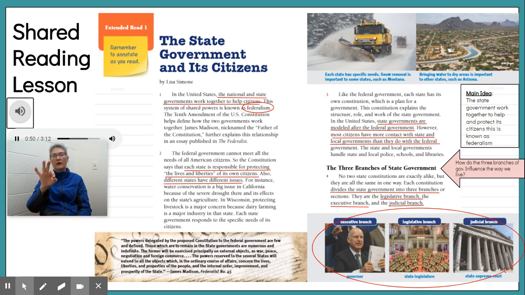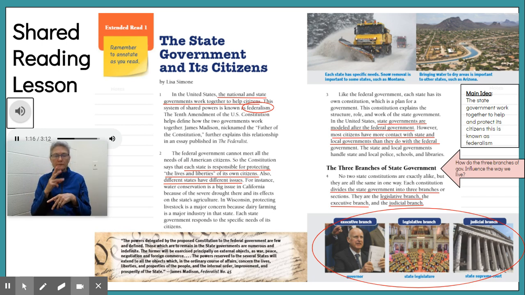As I continued reading, I realized that each state is responsible for protecting the lives and liberties of its own citizens. So, the state of Illinois is responsible for all of us who live in Illinois. And then different states have different issues. And they give some examples. Like California, there's always a drought there, so that state has to really worry about water conservation.